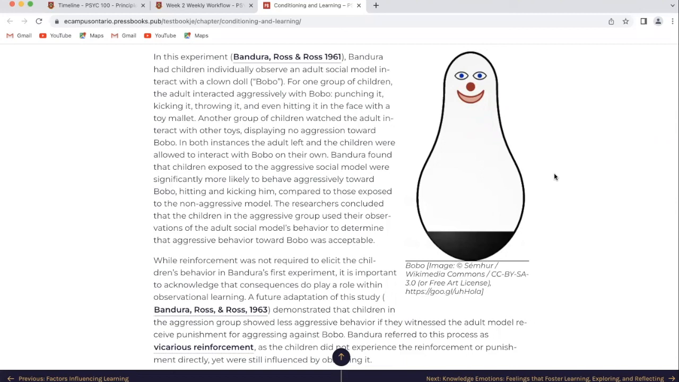Bandura found that children exposed to the aggressive social model were significantly more likely to behave aggressively toward Bobo, hitting and kicking him, compared to those exposed to the non-aggressive model. The researchers concluded that the children in the aggressive group used their observations of the adult social model's behavior to determine that aggressive behavior towards Bobo was acceptable.